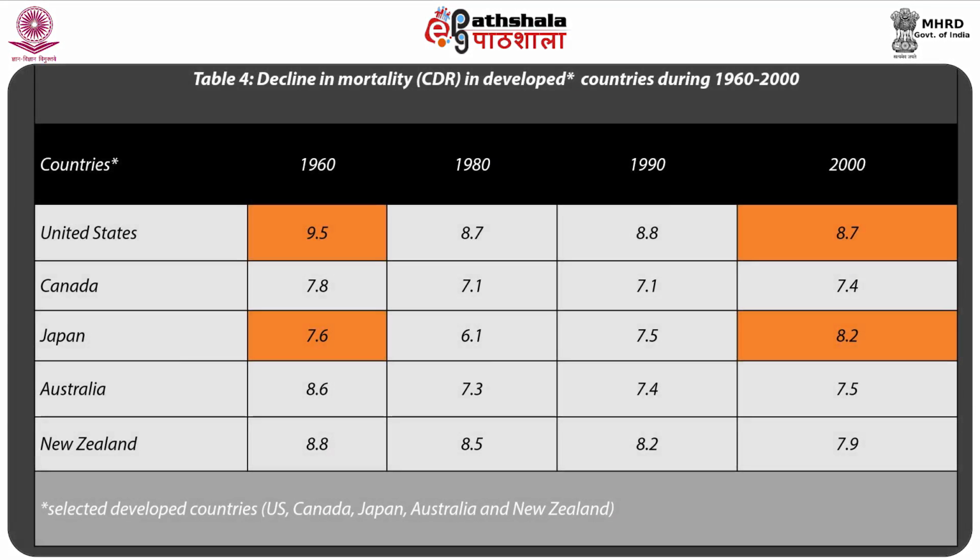Other developed countries, namely United States, Canada, Japan, Australia, New Zealand, the mortality CDR declined and was kept at a low pace. Table 4. CDR declined from 9.5 in 1960 to 8.7 in 2000 in the United States, whereas there was a marginal increase in CDR in Japan from 7.6 to 8.2 during this period.